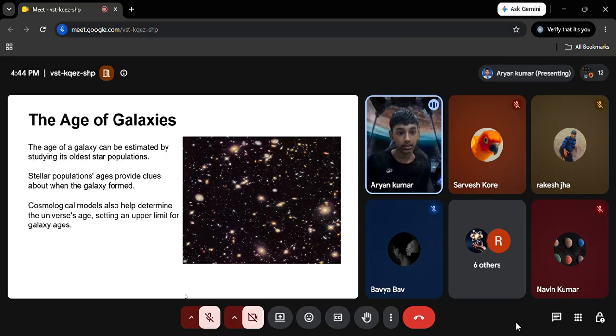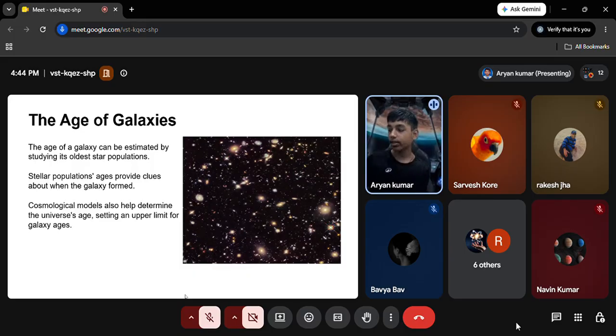Okay, so the age of galaxies. The age of the galaxies can be estimated by studying its oldest star population. The stellar population age provides clues about when the galaxies formed. Cosmological models also help determine the universe's age, setting an upper limit for galaxy ages.